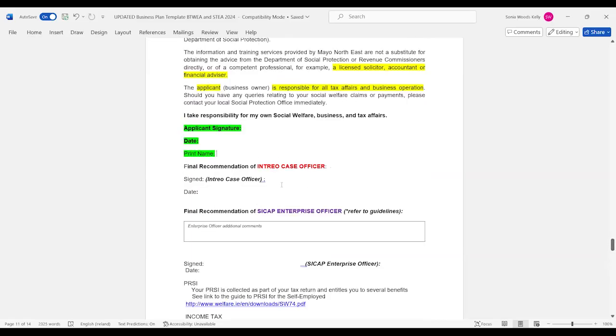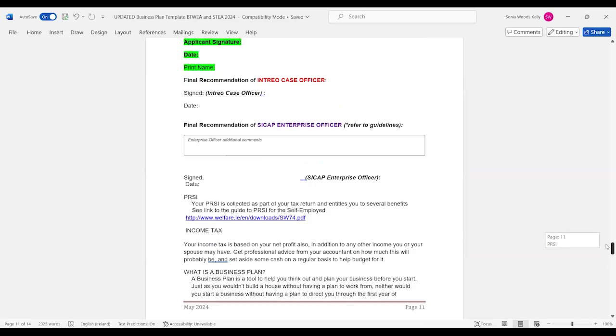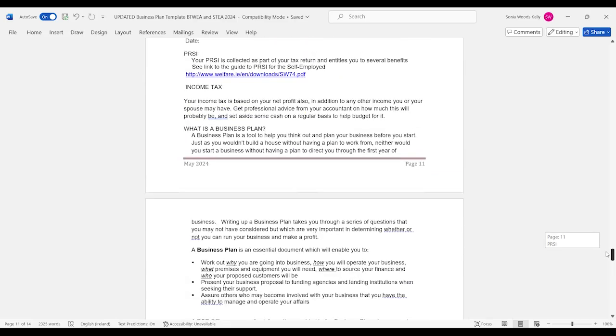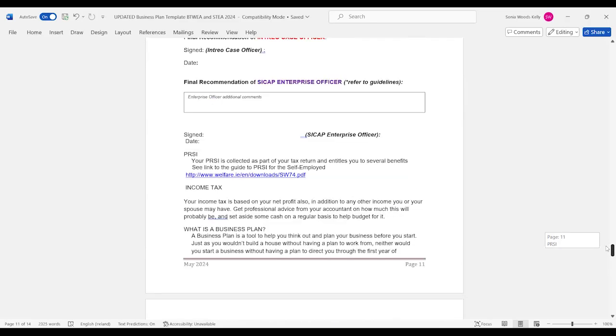The form is then going to be signed by the Intrio officer and dated here. Just to advise you that there is additional information here below if you want to have a read through before you submit your business plan.